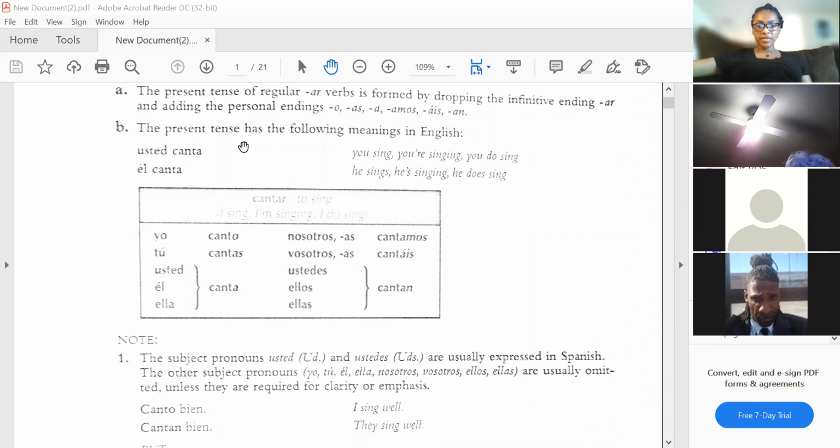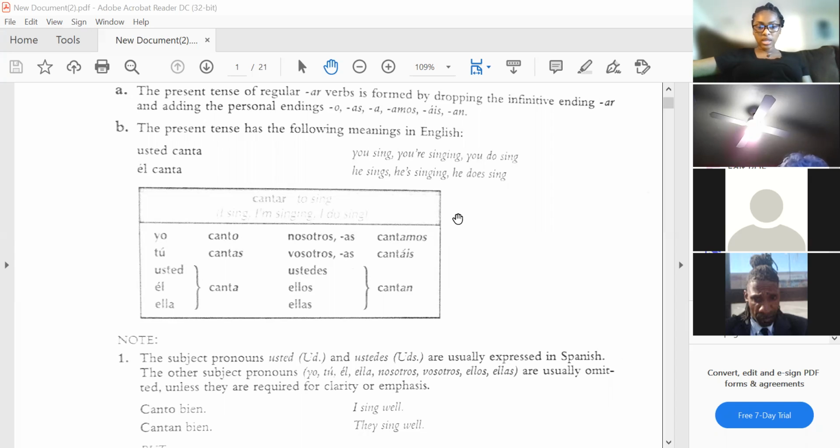So right here we have our first example. This verb is cantar, and it means to sing. If we are translating it, it will be yo canto, tú cantas, usted, él, ella canta, nosotros, nosotras cantamos, and ustedes, ellos, ellas cantan. And this can mean I am singing, I sing, or I do sing. It can be translated three different ways.